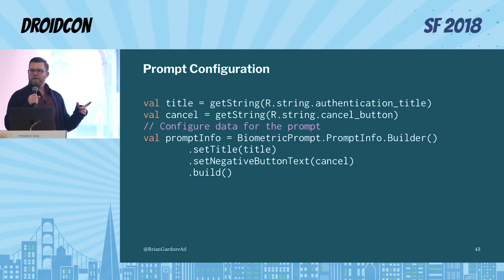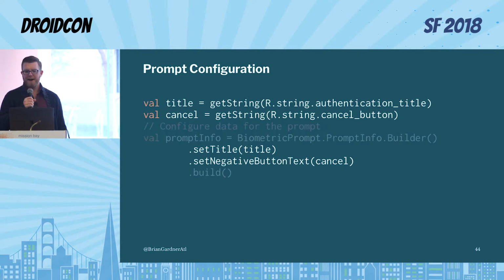So you might be wondering, where does the actual title and description information come into play? They introduced a new object called the prompt info. So instead of setting that on the biometric prompt itself, you have a prompt info where you set it instead. This does use the builder. So you have your title and your negative button here.